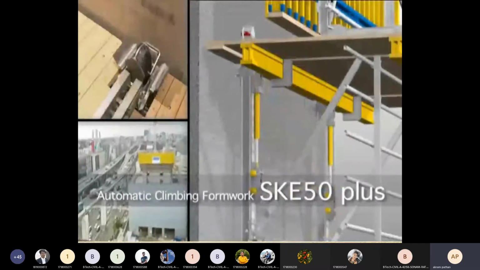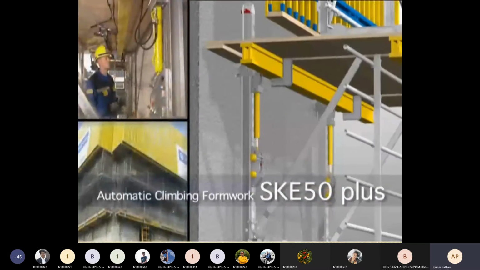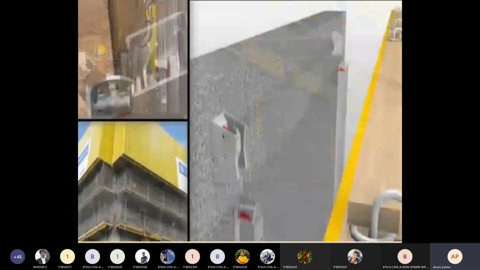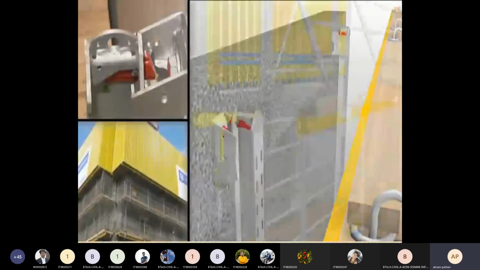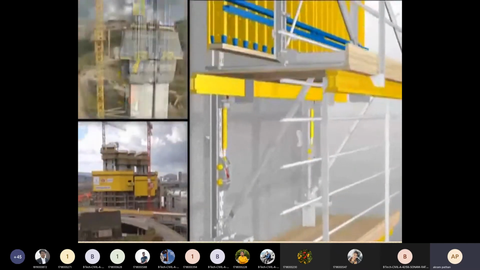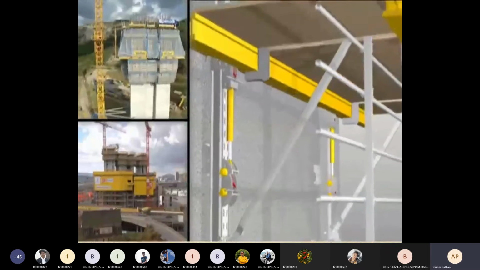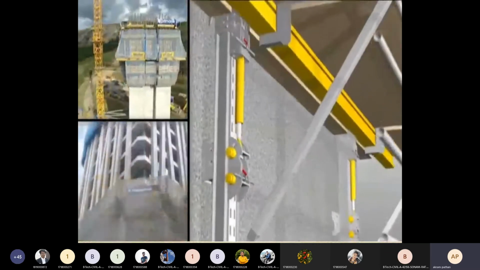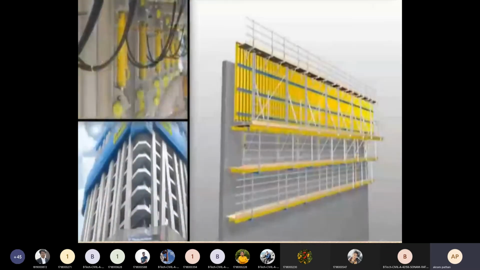Doka automatic climbing formwork SKE 50+. More than 30 years experience on over 350 automatic climbing projects worldwide. This is what underpins the easiest and most flexible automatic climbing system on the market.